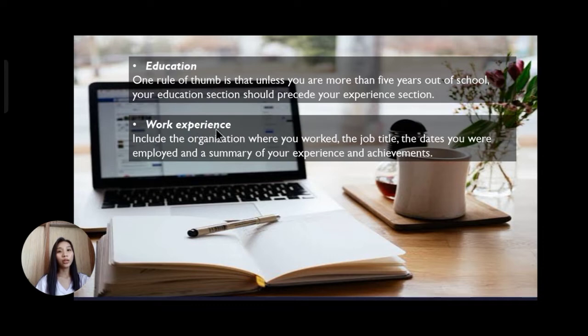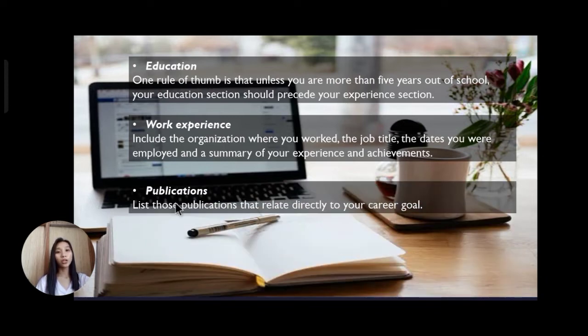Then, the next, your work experience. Include the organization where you work, the job title, the dates you were employed, and a summary of your work experiences and achievements. When writing your work experiences, you must consider writing it in a well-written manner, for this contains necessary qualifications for the job you are applying to.